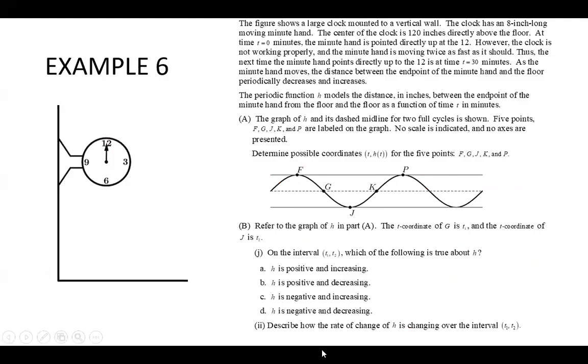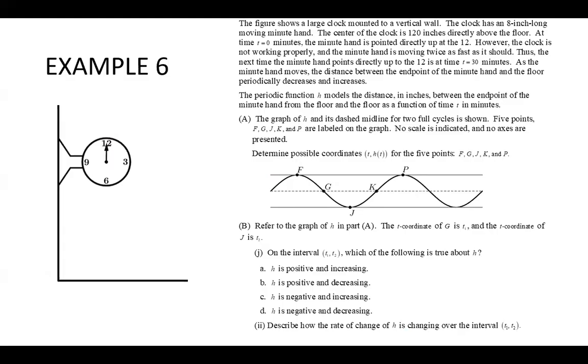So looking at this example, we have this clock here. I'm going to read from here because I can't see from that side. The figure shows a large clock mounted to a vertical wall. The clock has an 8-inch long moving minute hand. The center of the clock is 120 inches directly above the floor.